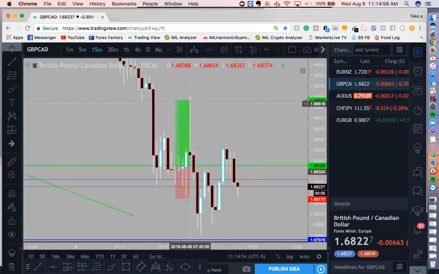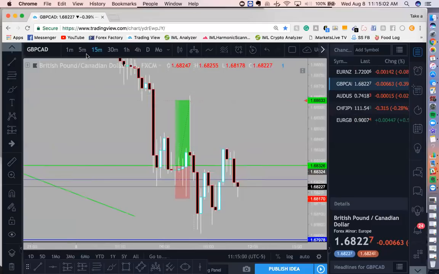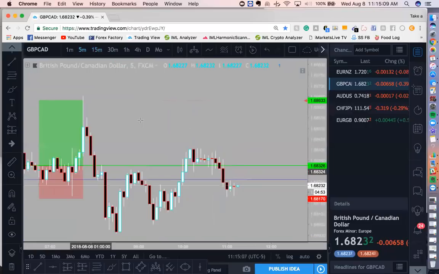Then once TP1 is hit, you need to move stop loss to break even. Now, guys, this happened so fast. You guys can see right here. I mean, let me go down to the 5-minute. This happened so fast. It hit our TP1, and then it reversed and got the heck out of there.